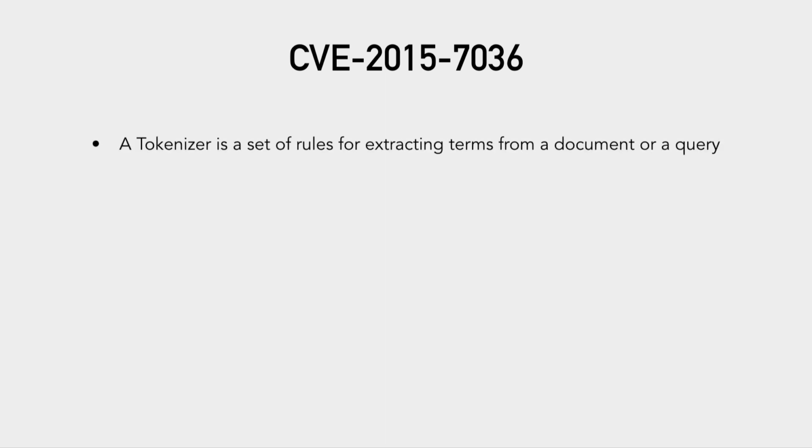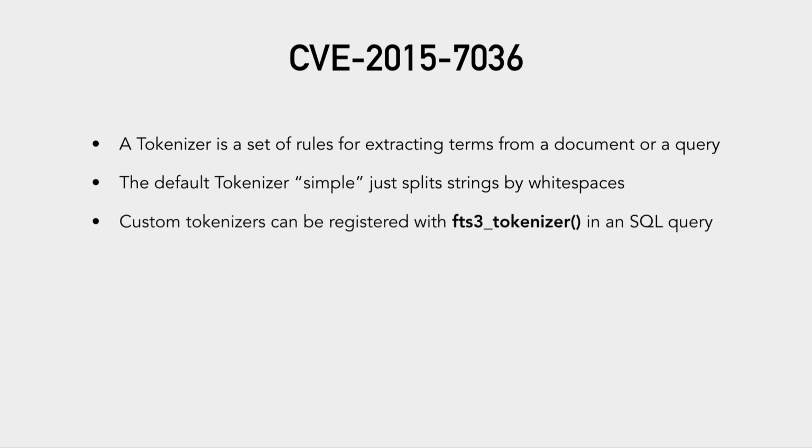So let's describe the vulnerability a little bit. We said that it has something to do with the tokenizer. A tokenizer is a set of rules for extracting terms from a document or a query. The default is called simple, which just splits those strings by white spaces. However, if you like, you can register a custom tokenizer using the FTS tokenizer function in an SQL query. I will repeat it slowly. You can actually register a function using an SQL query. You are about to pass a raw pointer to an SQL query. This is absolutely insane. Actually, I have no idea how to really use this functionality other than in my exploit.